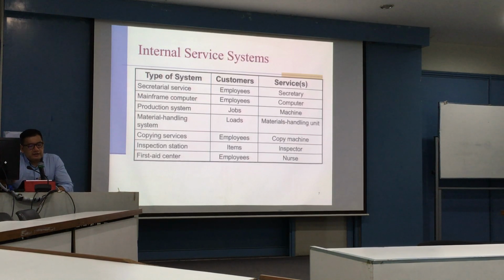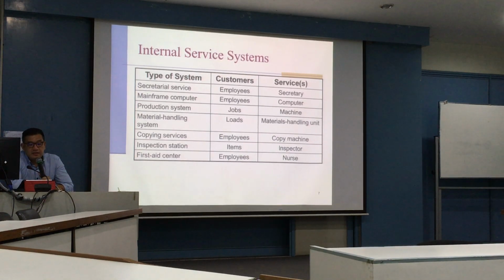And in the internal service system, this is an example. As I mentioned about using Wi-Fi, you can have the mainframe computer using the network, so you have a queue to use the service. Even in the factory, you may have an inspection station where the customer is the item or the material flowing through the factory, and at the inspection station the service provider is the inspector who investigates the item or the material.